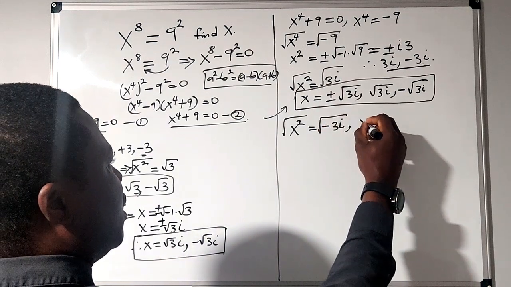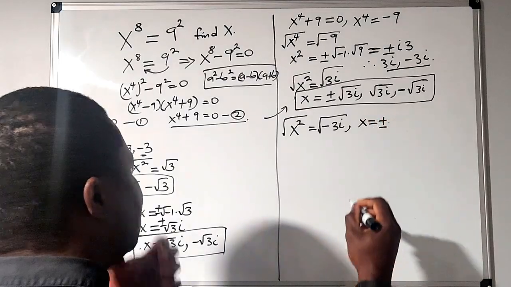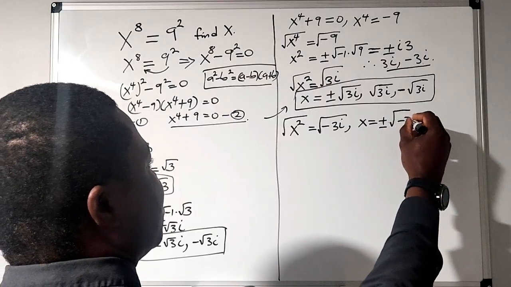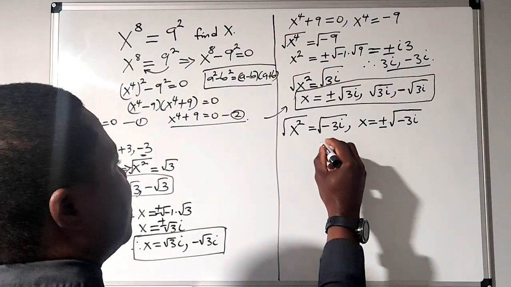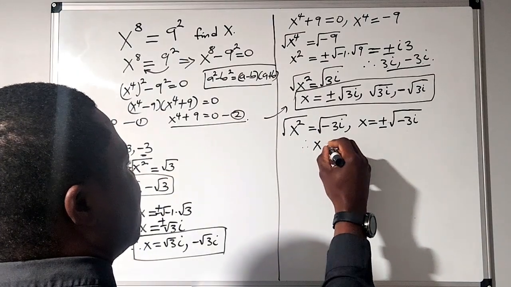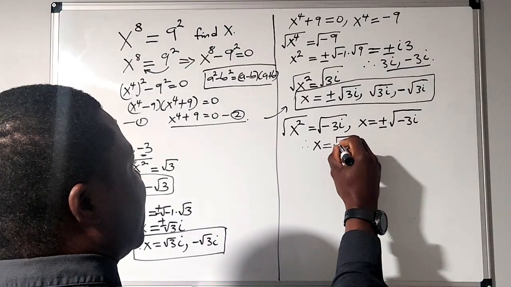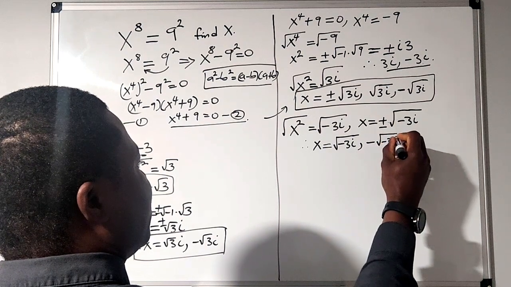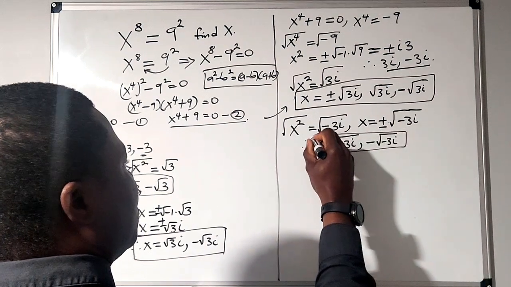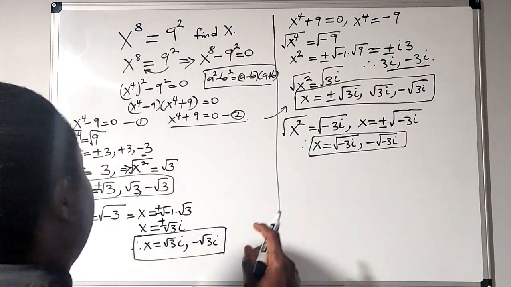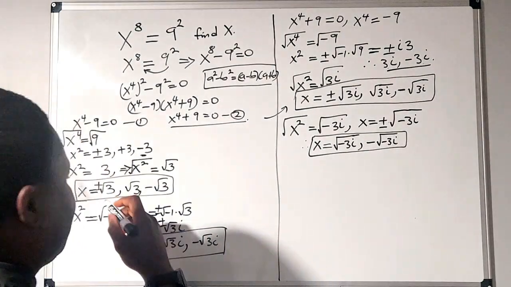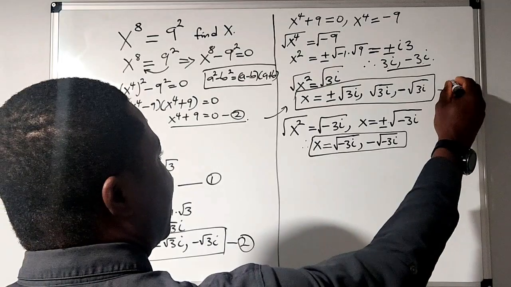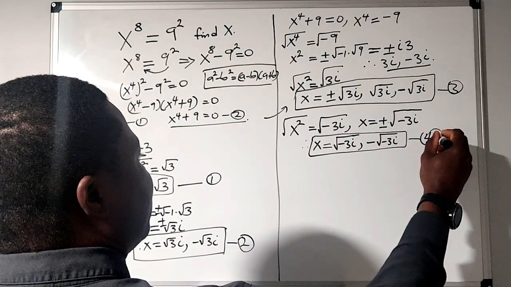So x is equal to plus or minus root of minus 3i. Therefore, x is equal to root of minus 3i and minus root of minus 3i. Okay, so here we have 8 values of x. That's the first set of values, second, third, and then the fourth set of values.